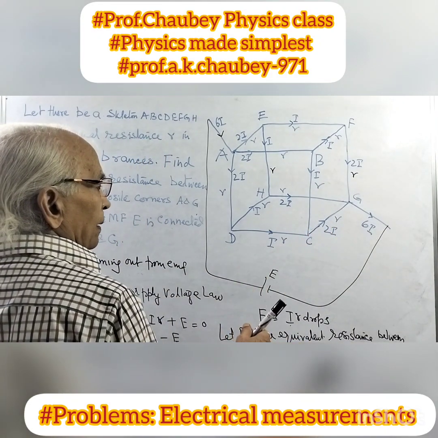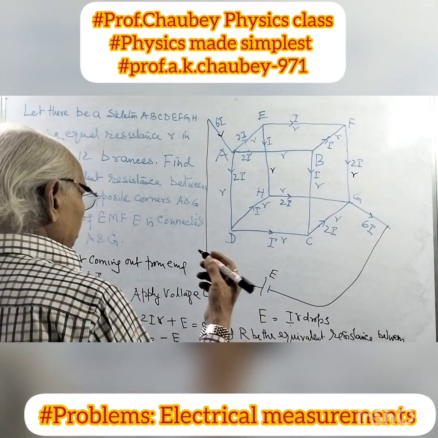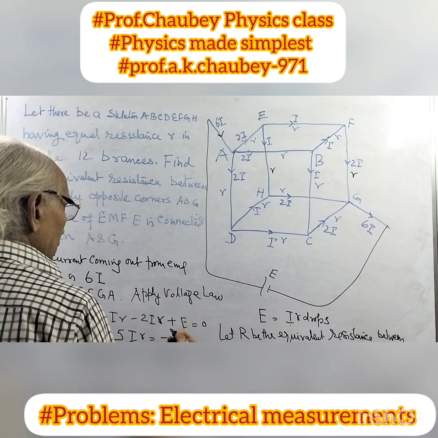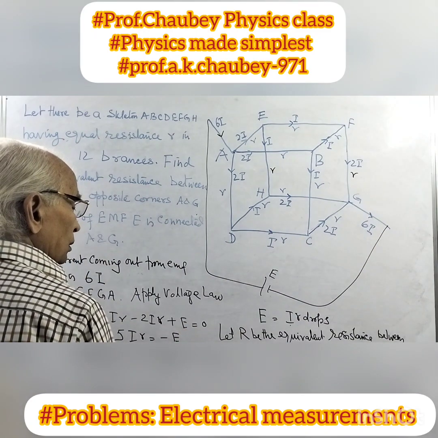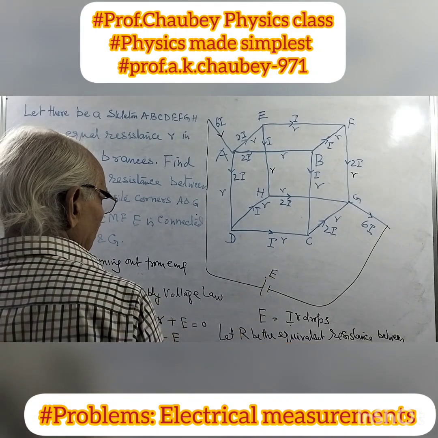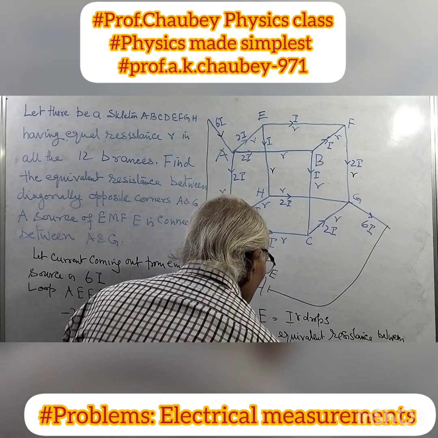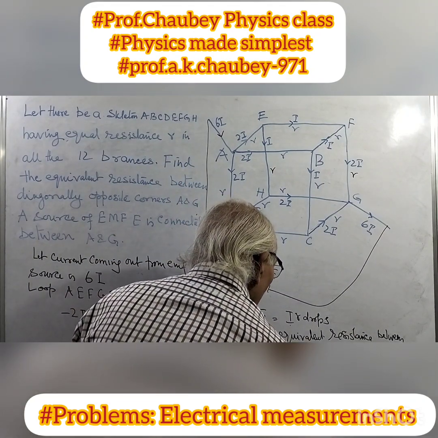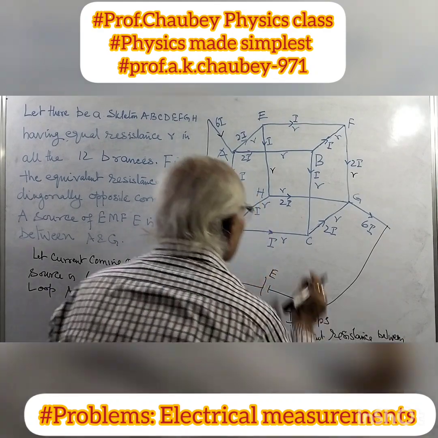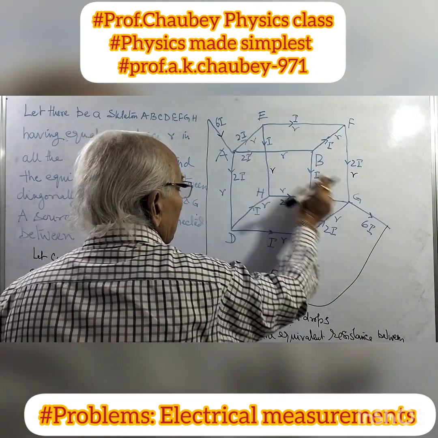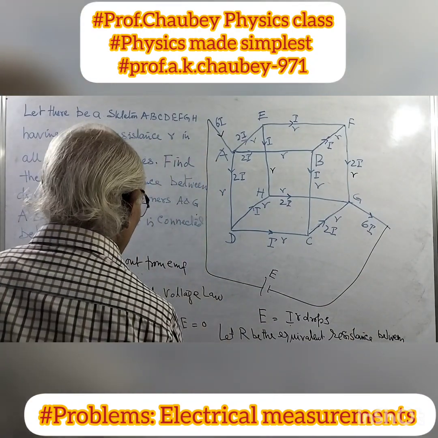Then what do we have? Total current is 6I. So the potential is 6I into R, where R is the resistance. So E is equal to 6I into R, because 6I is the current taken here and R is the equivalent resistance. So this is the potential drop E, and we put it here.